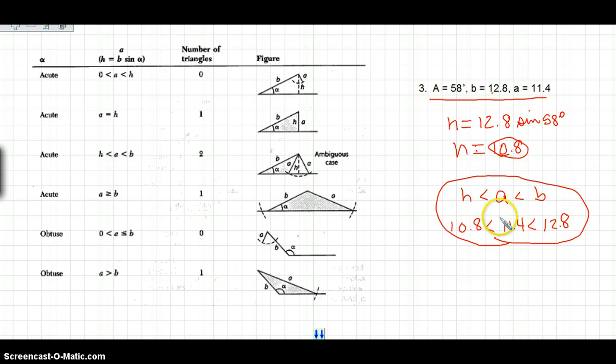So as you look at this, 10.8 is my h value. I've got my a and my b value. My a value of 11.4 is between the h value and the b value. If that's the case, I end up with two triangles that are going to be formed. I'm actually going to go ahead and solve this and find both sets of solutions in the next example.